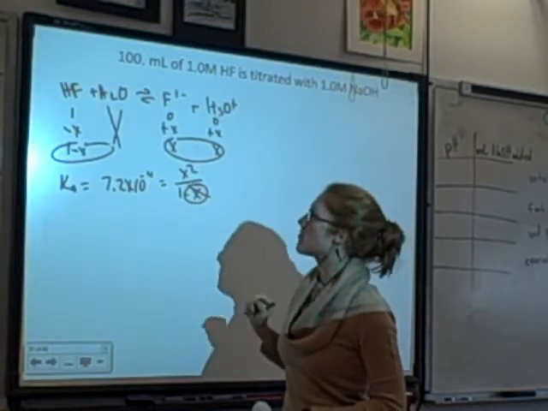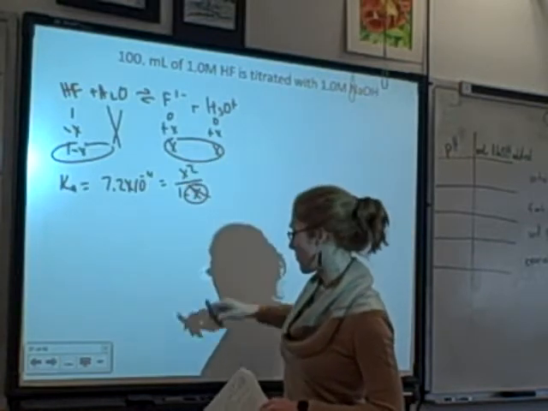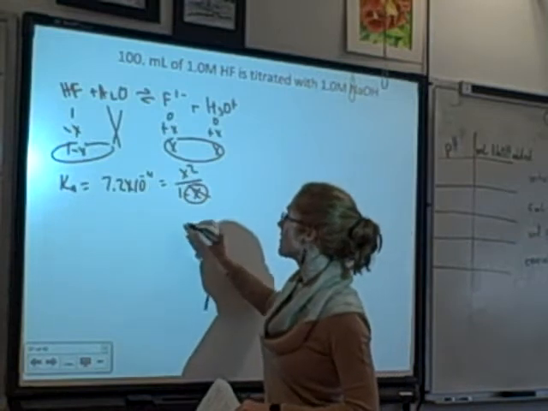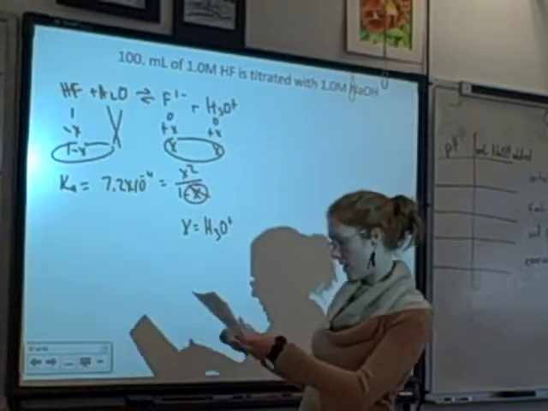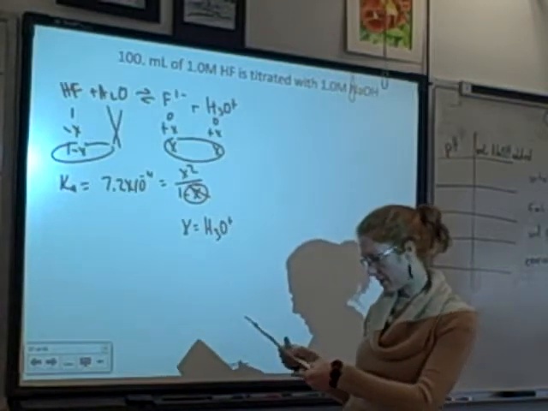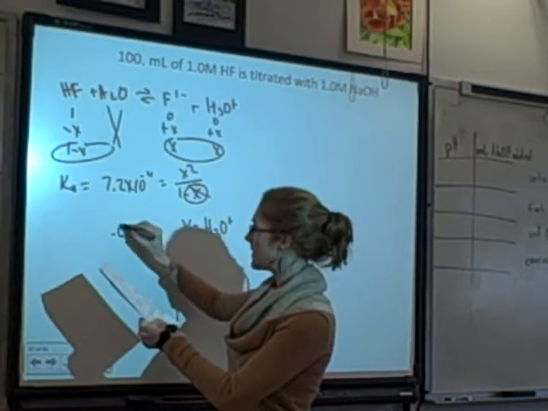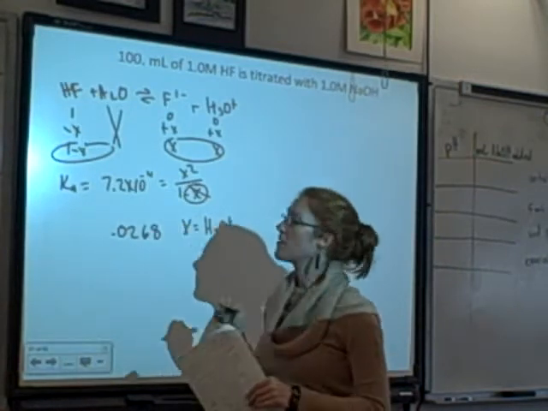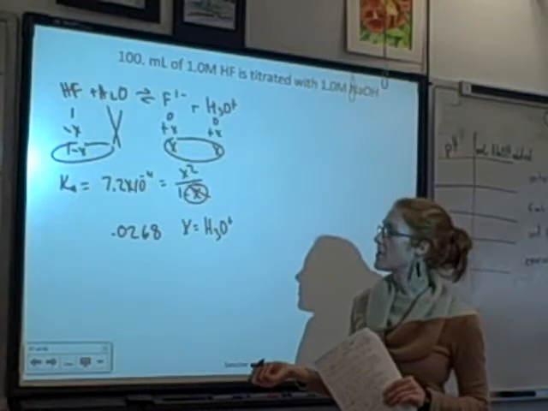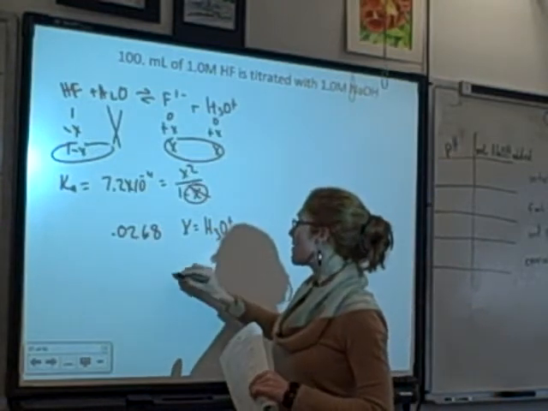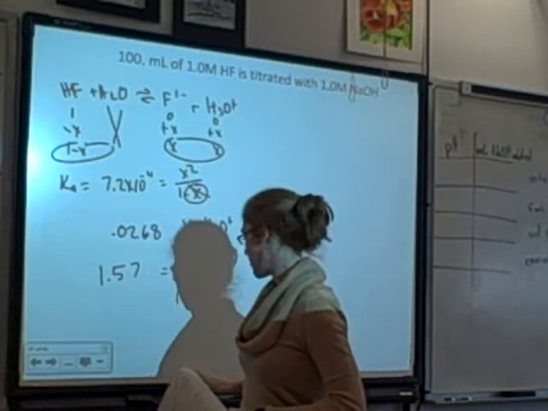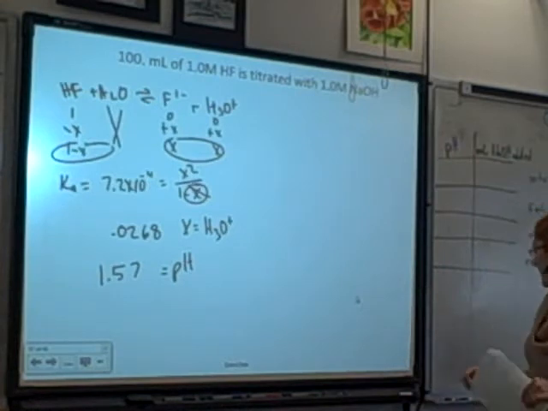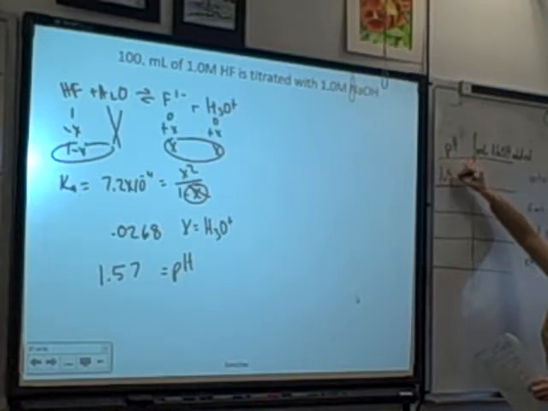So I'm going to multiply both sides by 1. It's the same thing. I'm going to square root both sides to get the x. So x, which is my hydronium, is going to be equal to 0.0268. I know pH is the negative log of my concentration of H, so I'll negative log this, and I'll find out that the pH is equal to 1.57. So that's the pH of this 1 molar solution before we've started our titration, before we've added any sodium hydroxide.